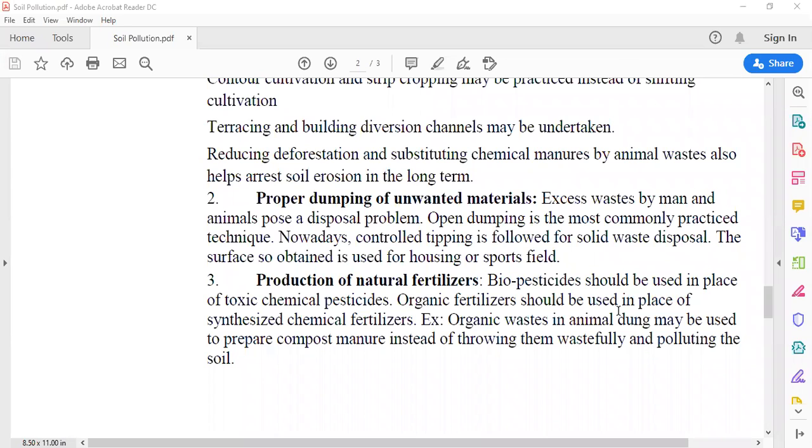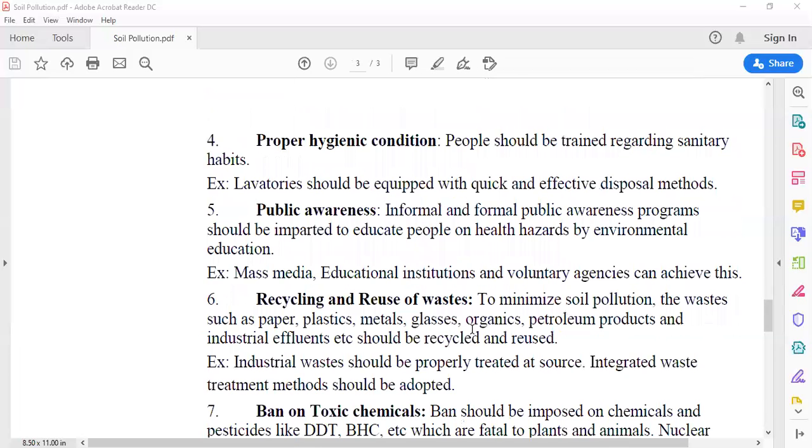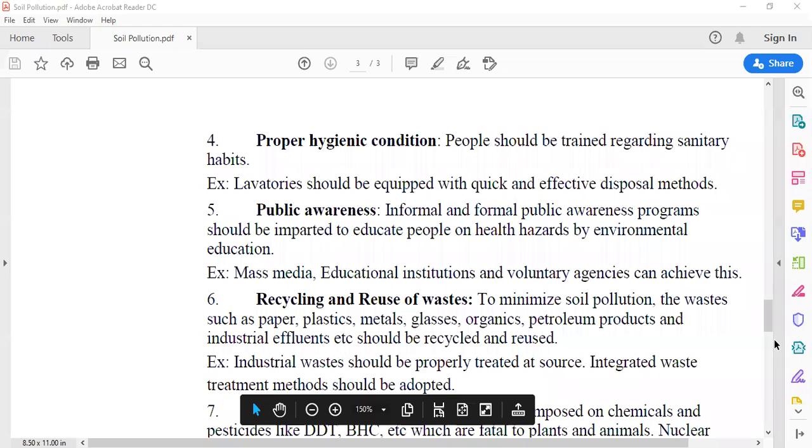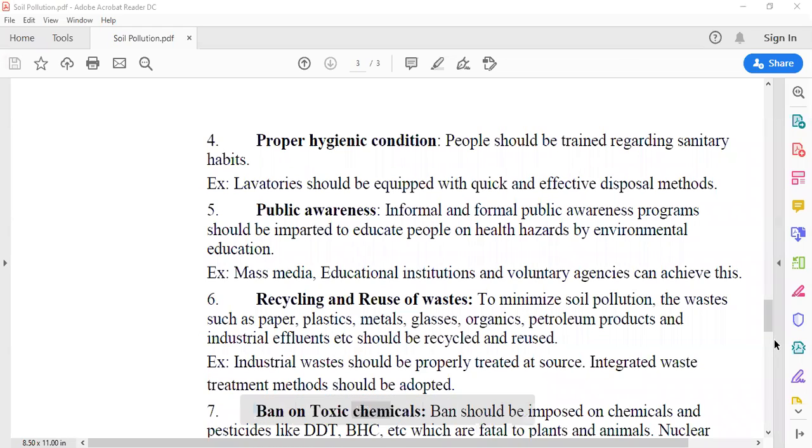Organic waste, animal dung, and urine may be used to prepare compost and manure, instead of throwing them away wastefully and polluting the soil. We have to conserve the natural resources or use on-site available resources for regeneration of these organic fertilizers. Then proper hygiene conditions should be followed. People should be trained regarding sanitary habits, that includes human sanitation systems.